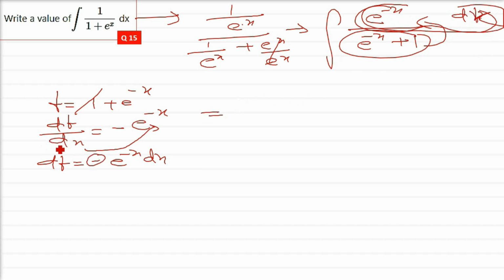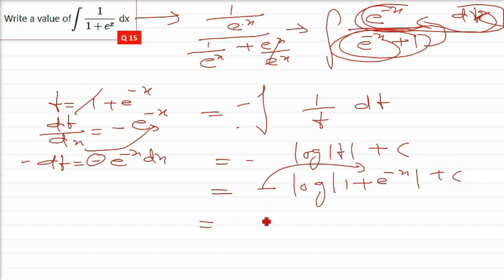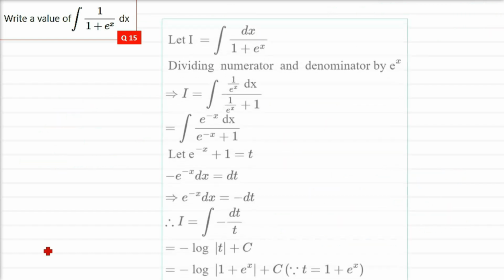So I'll take this negative on the left hand side and replace e raised minus x dx by dt, and the denominator was taken as t. Now you see dt by t is simply log t, which we have done multiple number of times. Now t replacement is essential, which is 1 plus e raised minus x inside the modulus sign with a log, with a negative, plus a constant of integration. Now sometimes people wouldn't like this negative, so it goes to the power of the log. This will be simply 1 by 1 plus e raised minus x plus constant of integration. So this is how it will be done.